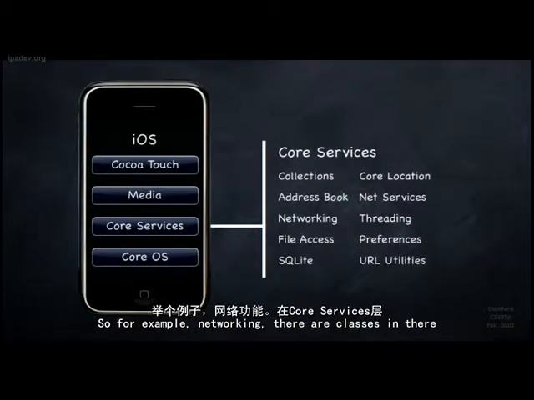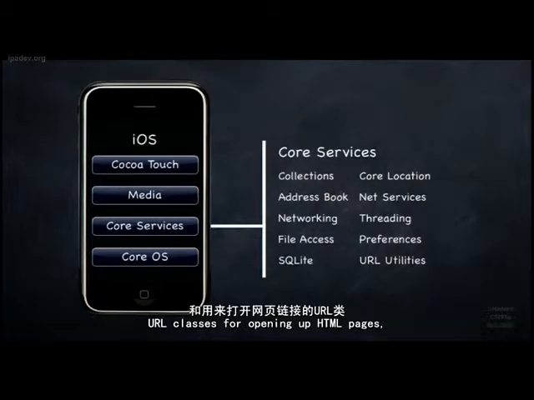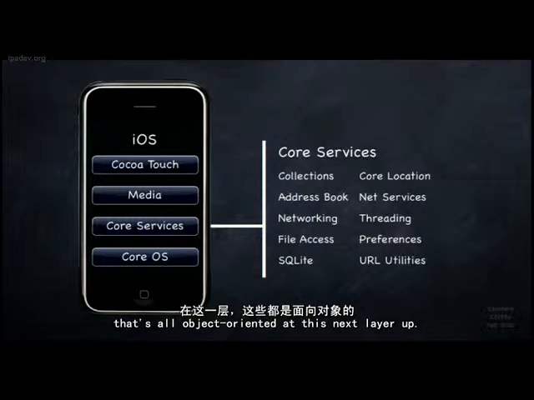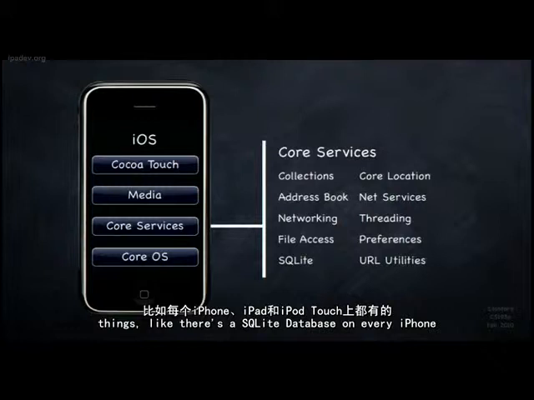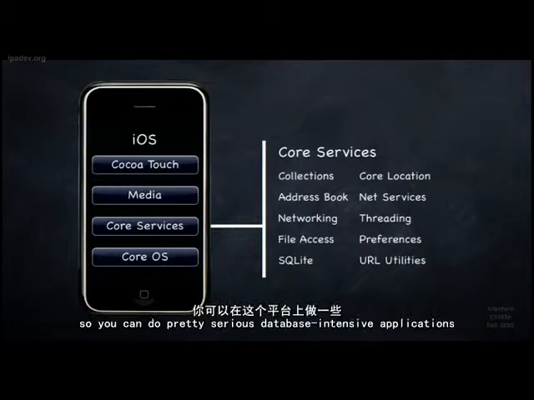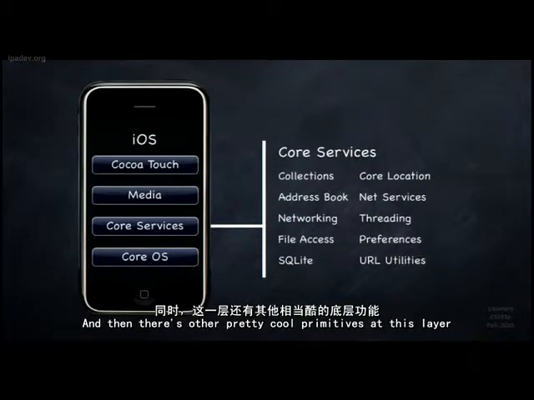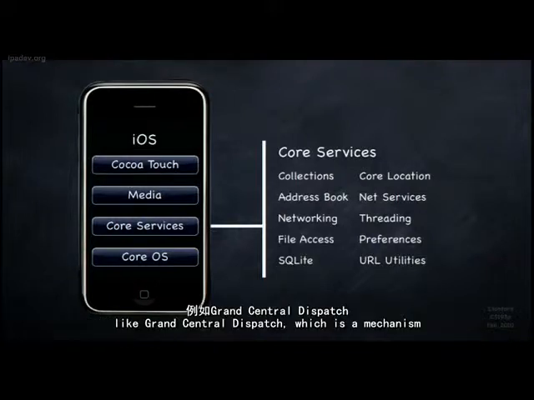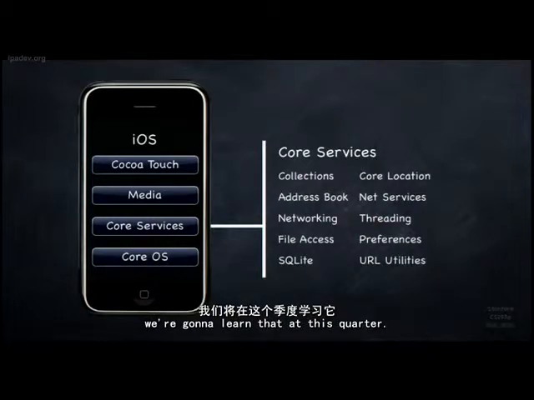Okay, so for example, networking, there are classes in there like socket class and things like that, URL classes for opening up HTML pages. That's all object-oriented at this next layer up. But there's also non-object-oriented higher level things, like there's a SQLite database on every iPhone and iPad and iPod Touch, so you have SQL available. So you can do pretty serious database-intensive applications on this platform. And then there's other pretty cool primitives at this layer, like Grand Central Dispatch, which is a mechanism for doing threading.